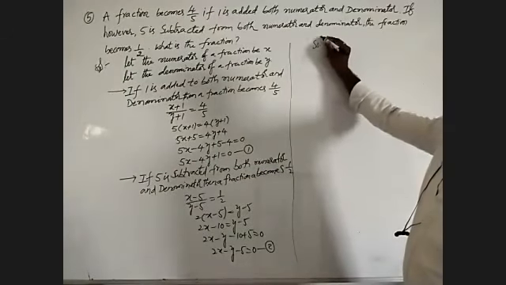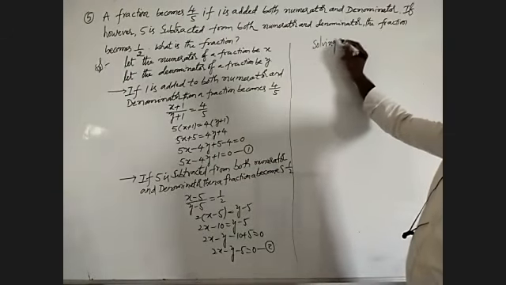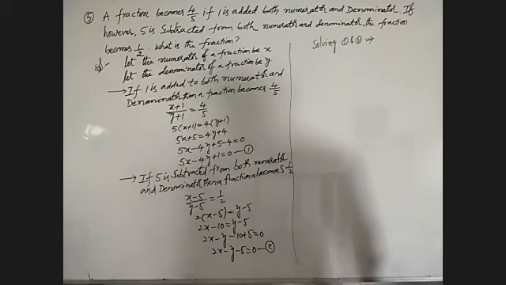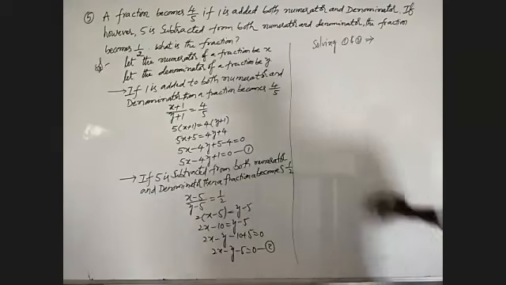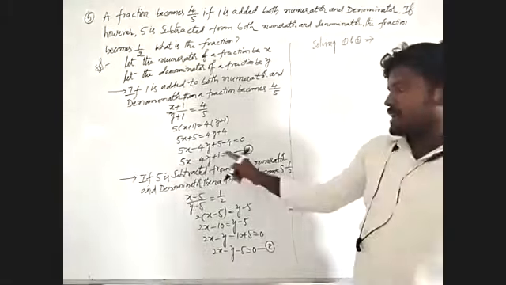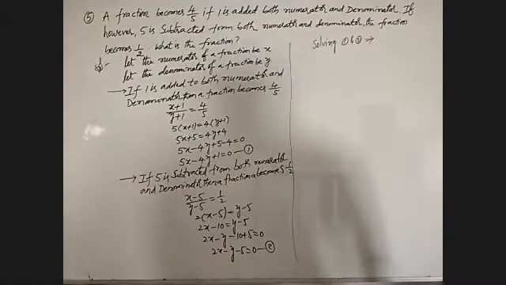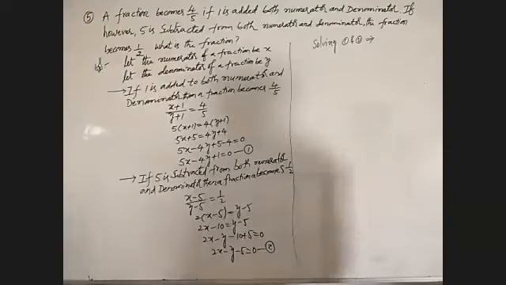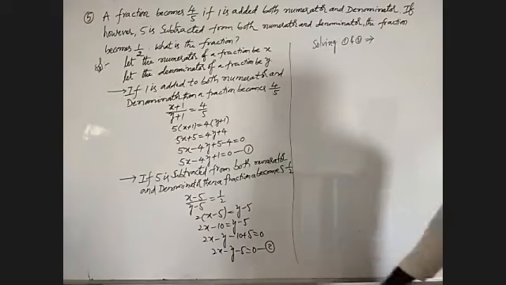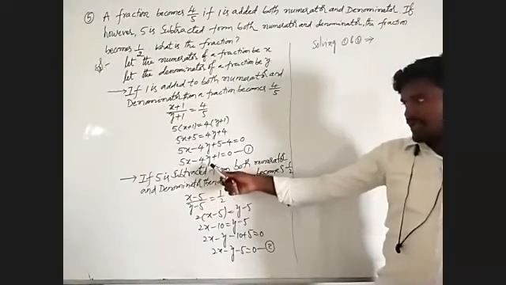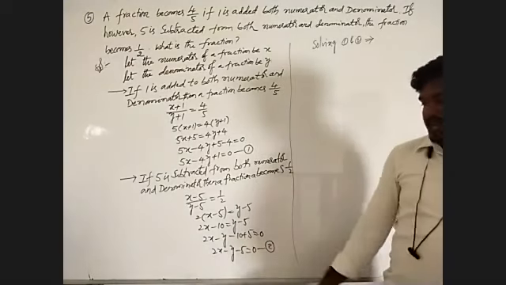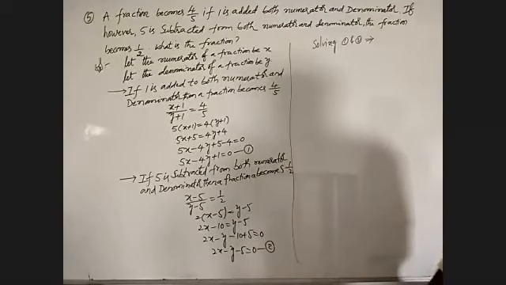Solving 1 and 2. Here one is 5x minus 4y plus 1 becomes 0. Second one is 2x minus y minus 5 will become 0. Here we observe that the y coefficient value is 4 in one and the y coefficient value is 1 in the other. That means equation 2 can be multiplied by 4.